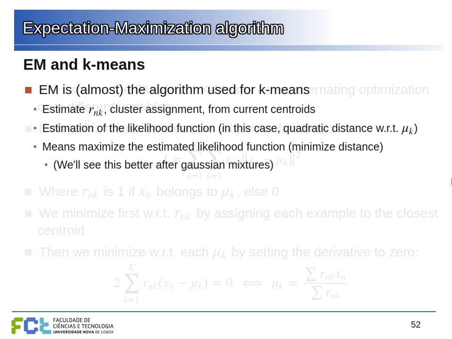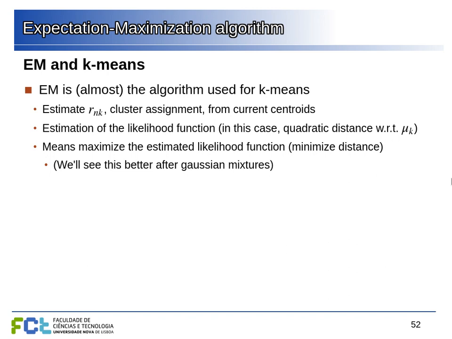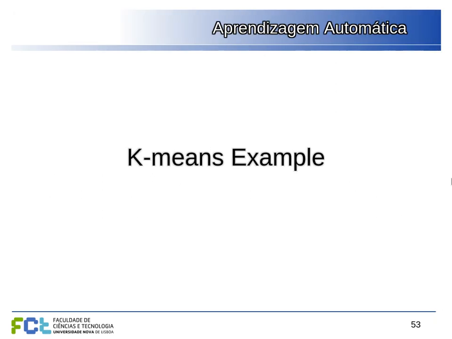So we're going to see this a bit better, more formally, next week with Gaussian mixture models, because only when we have probabilistic models do we have fully the expectation maximization algorithm. But this is just to give you a preview in a simpler context. So let's see an example of what we can use k-means for.